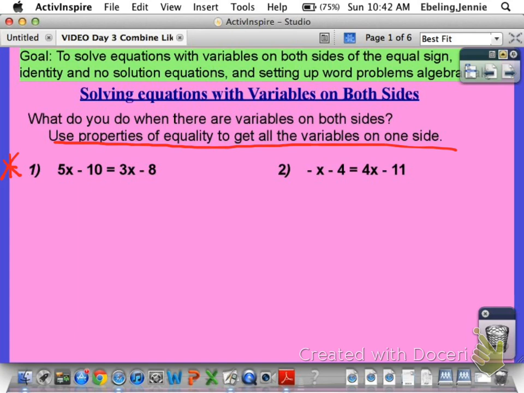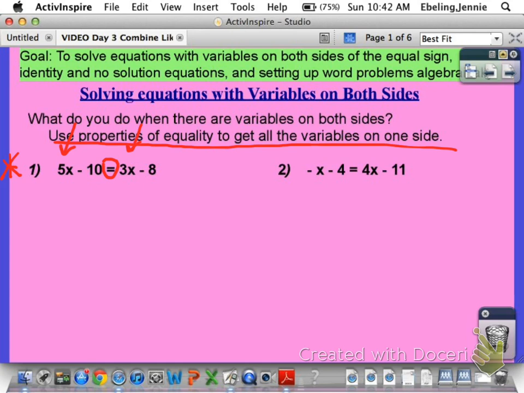The first thing I want to do is get the variables together on the same side. When I look at the two variables, I have a 5x and I have a 3x. They are on different sides of the equal sign. So I want to look for the smallest one. That would be the 3x. And I want to move the smallest one. But in order to move it, I have to do the inverse operation.